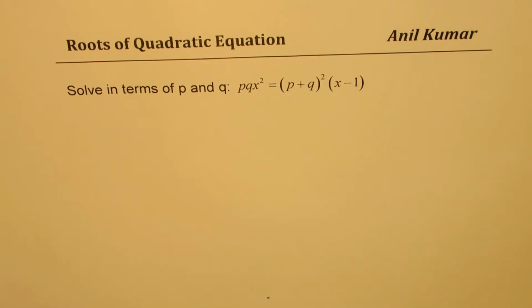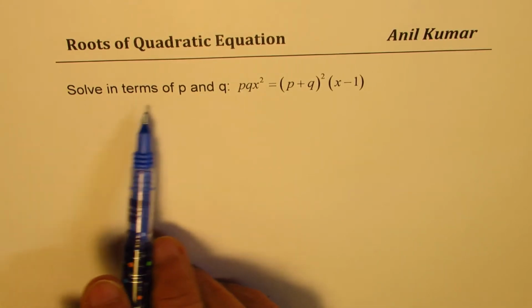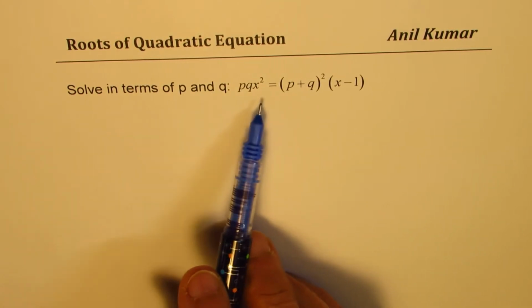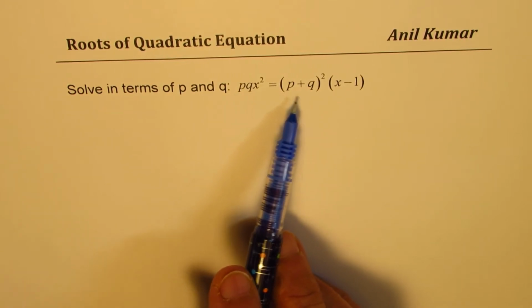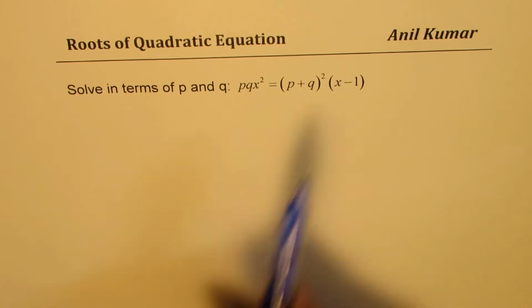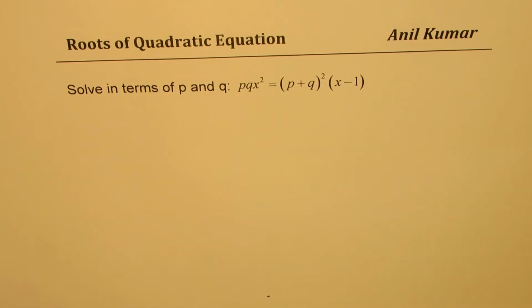I'm Anil Kumar sharing with you an excellent question based on roots of quadratic equation. You need to solve in terms of P and Q the equation PQx² = (P+Q)²(x − 1). You can always pause the video, answer the question, and then look into my suggestions.